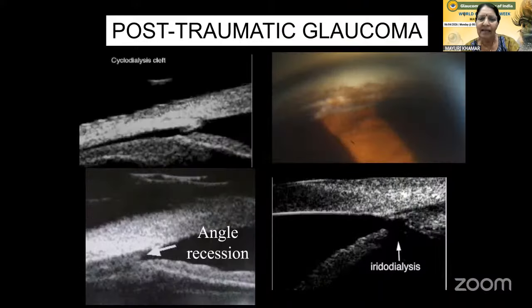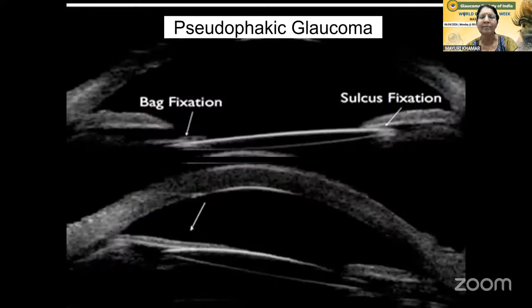Another advantage of seeing this is angle recession or dialysis or cyclodialysis cleft. If a patient has a fresh trauma and hyphema, you can use this technique to see the angle structure. In pseudophakic glaucoma, it is good to use ASOCT or UBM because in this particular patient, you see one part of the haptic is in the back while here it is in the sulcus. And this will give you the irritation of the haptic to the ciliary body and rubbing of the haptic to the iris.